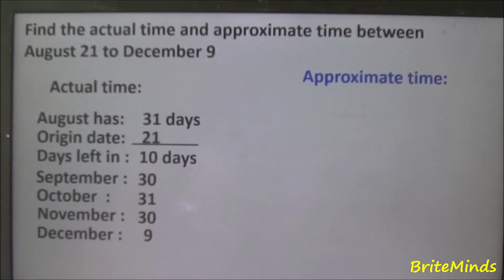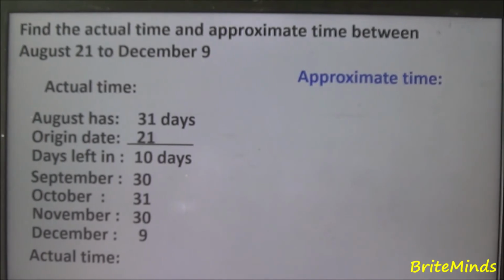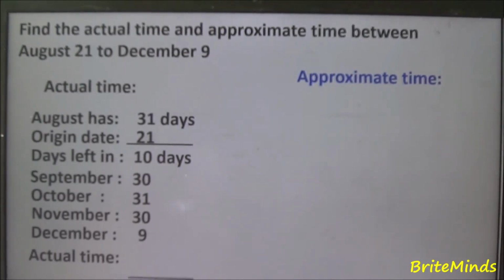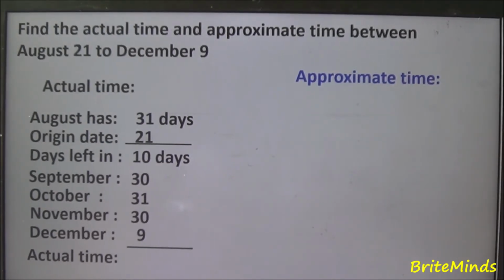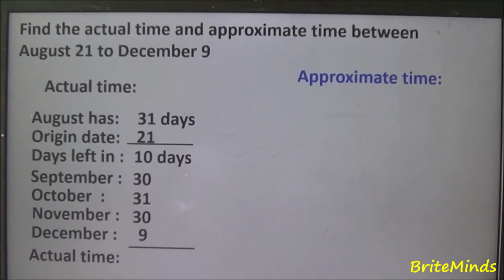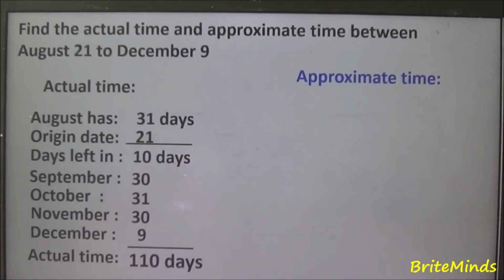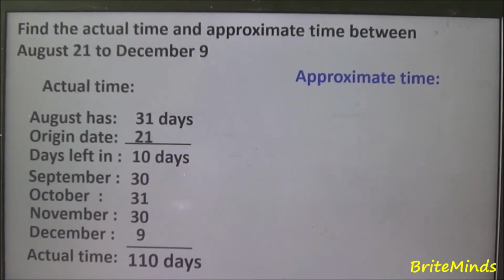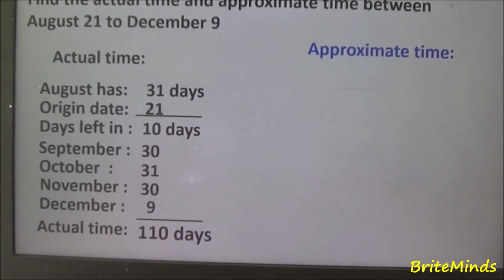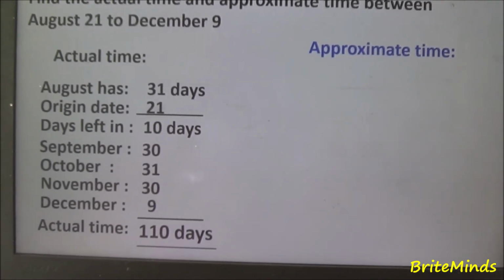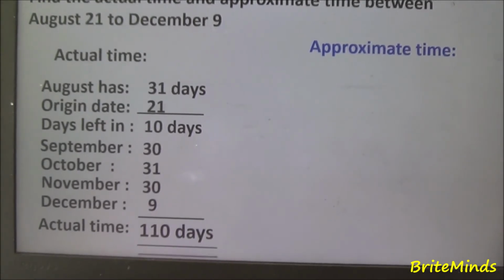And then after that, we sum all the days. So 10 days plus 30 days, then 31 days of October, and then 30 days of November, and 9 days of December. So the actual time is 110 days.